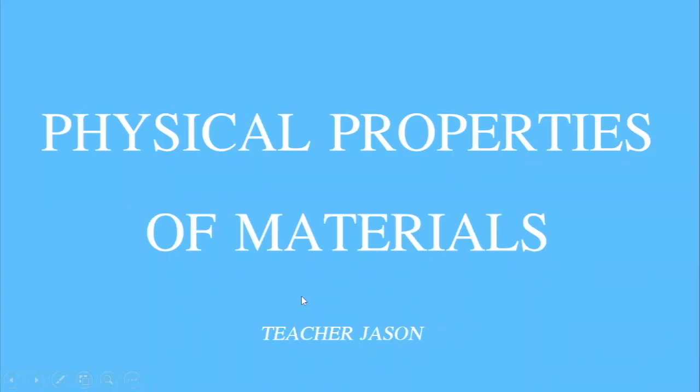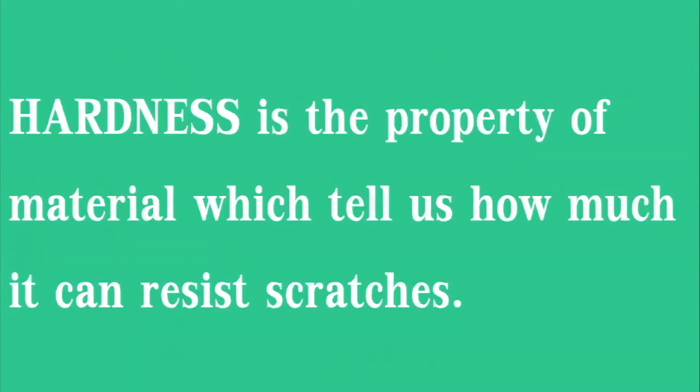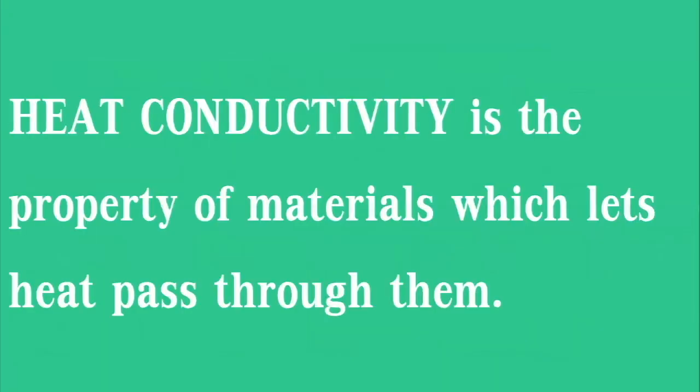So we learned the physical properties of materials. We discovered that different materials have different properties such as hardness, elasticity, heat conductivity, and electrical conductivity. We know now that hardness is the property of a material which tells us how much it can resist scratches. Also, elasticity is the ability of a material to resist an applied force and to return to its original shape when the force is removed. And heat conductivity is the property of materials which lets heat pass through them.